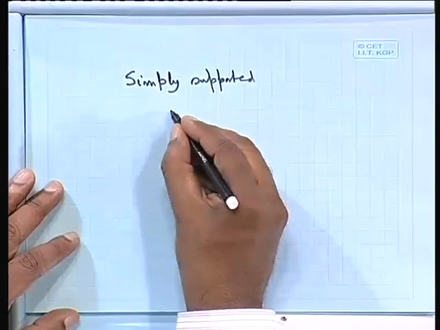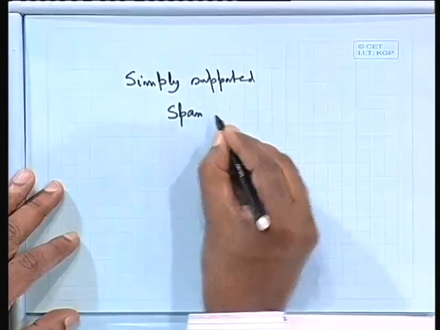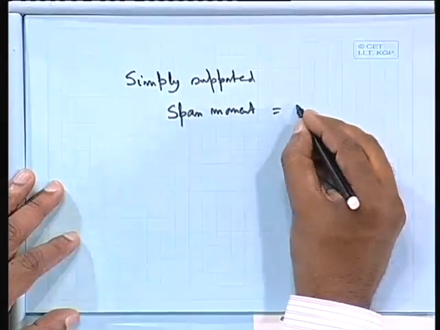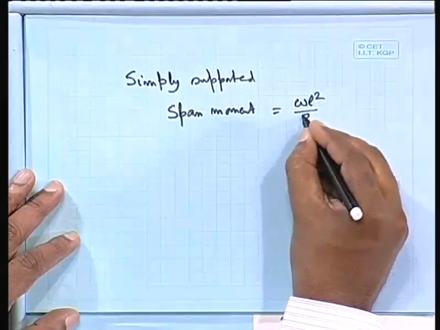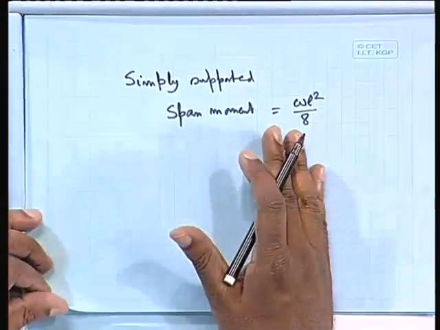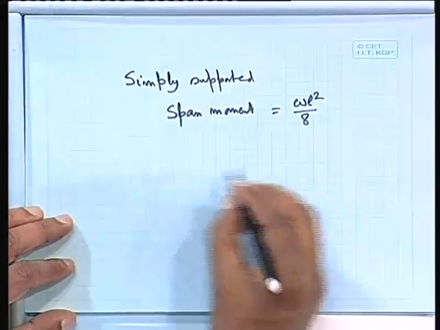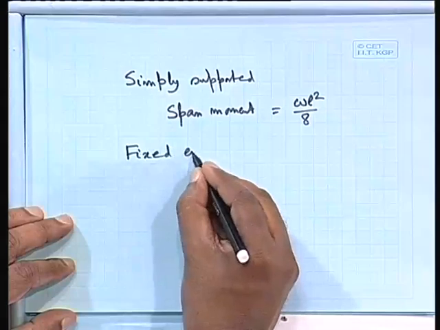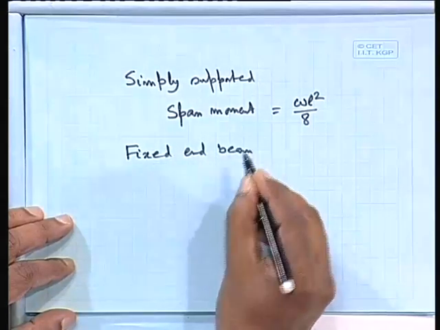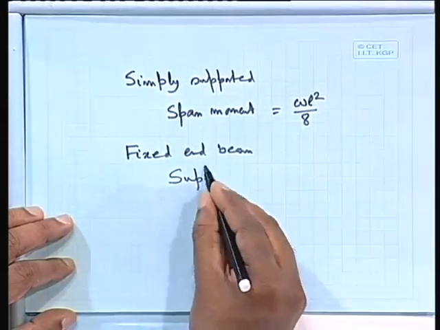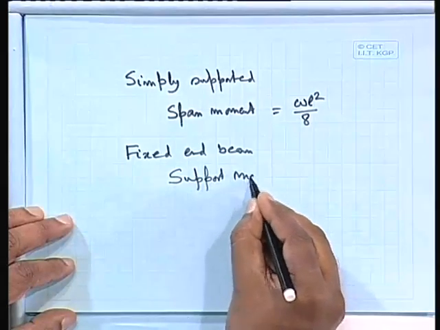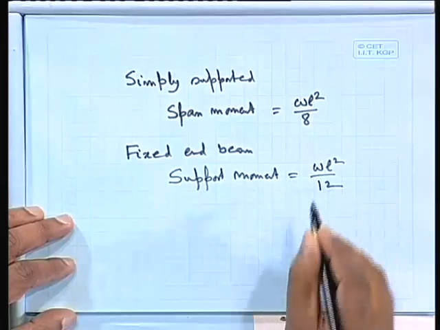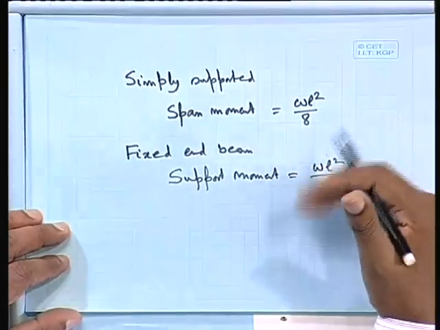So, and your span moment, and in our case we are taking WL square by 8, because we are very familiar with this one. Say for example, another one I can consider fixed end. And here the support moment, WL square by 12. That means these are the values what you get.